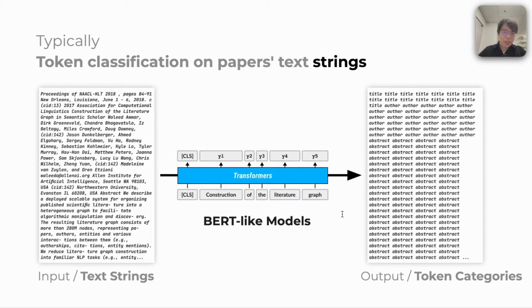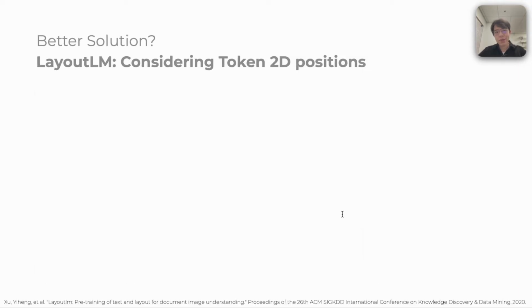However, as you can see here, the PDF strings are actually messy and hard to parse. Can we have a better solution? Recently, a model called LayoutLM tries to use the token's 2D positions to improve this issue.